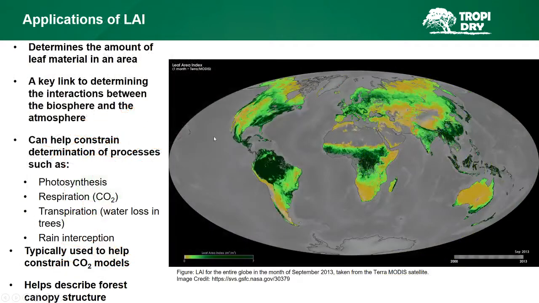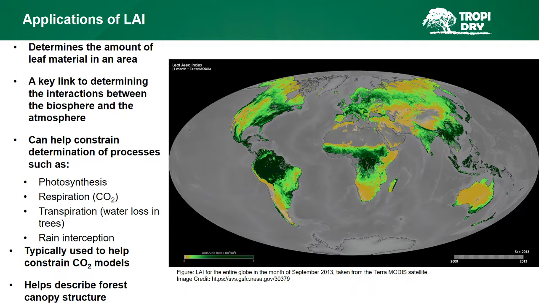And this is rather important in the larger scale because if you can measure the leaf area index, you can measure which regions of the world seem to be the most productive, which seem to exhibit the largest leaf area indexes. And it's really a key link to being able to help determine what the interactions between the biosphere and the atmosphere are.